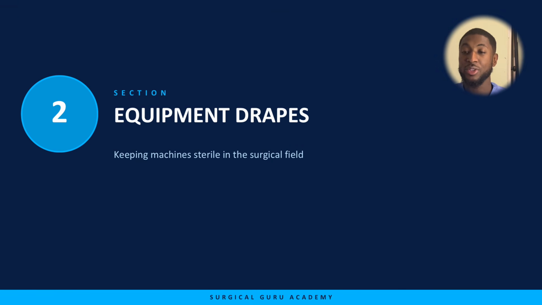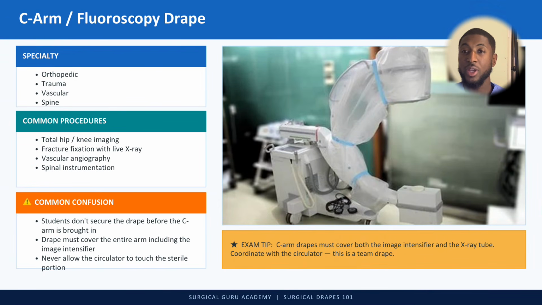All right, and number 2, equipment drapes. So keeping machines sterile in the surgical field. Here we have the C-arm or the fluoroscopy drape. Orthopedic, trauma cases, vascular cases, spine cases. It's used in hip procedures, not usually a total hip unless the doctor needs it. Most of the time not. Knee imaging. Fracture fixation with live x-ray.